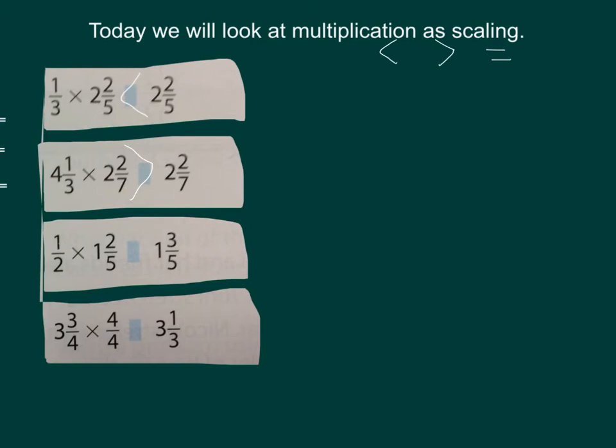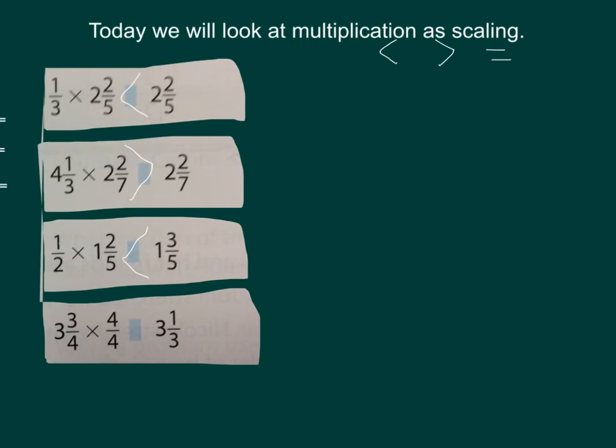This next one is 1/2 times 1 and 2/5. We want to know, is it less than, greater than, or equal to 1 3/5? So if we're multiplying it by 1/2, then our answer is going to be half of 1 2/5. So we definitely know that this 1/2 times 1 2/5 is less than 1 3/5. Okay, so we're going to put the less than symbol there.